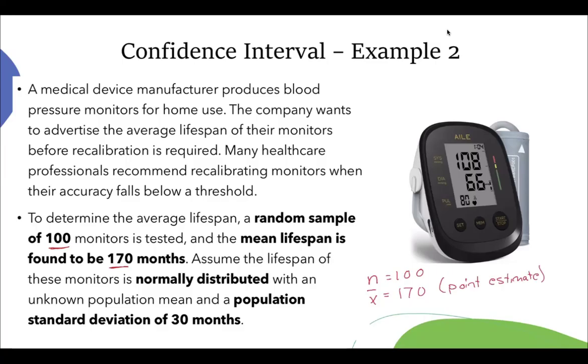Assume the lifespan of these monitors is normally distributed with an unknown population mean and a population standard deviation of 30 months. So remember, mu is always unknown in a confidence interval. That's what we're trying to estimate. Sigma is provided here as 30, the population standard deviation, which is going to become needed when we go to the formula and we put that standard error into the formula.